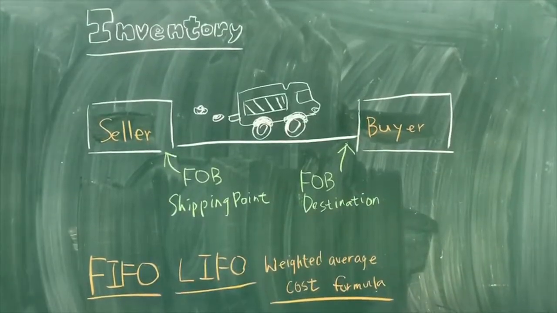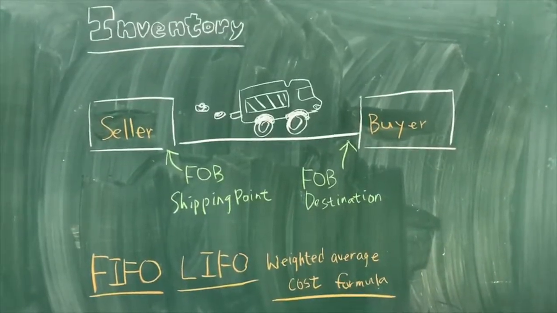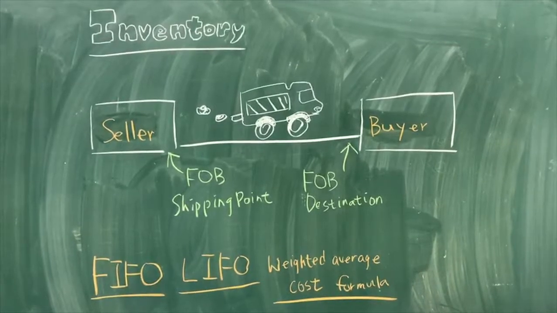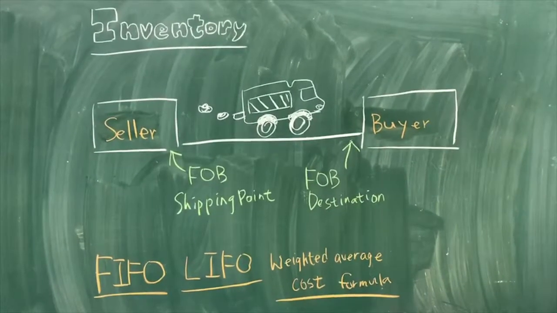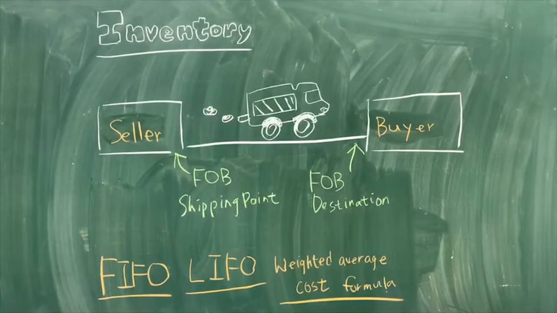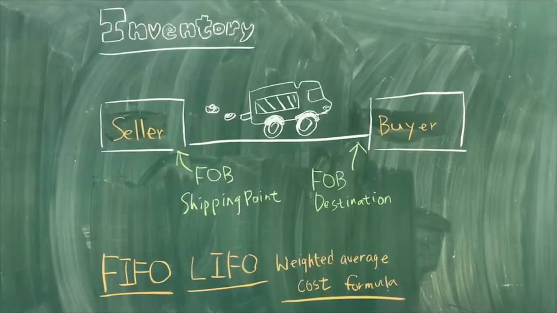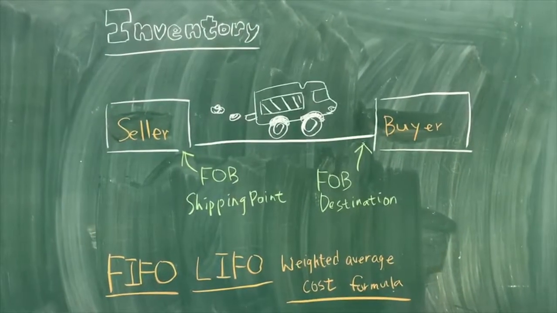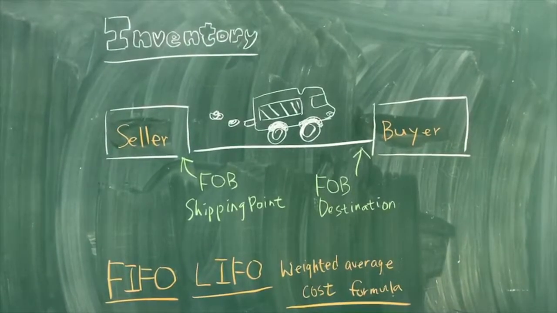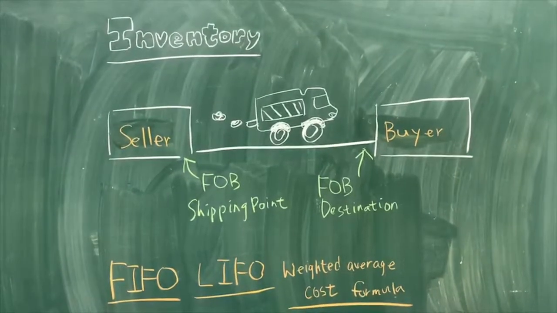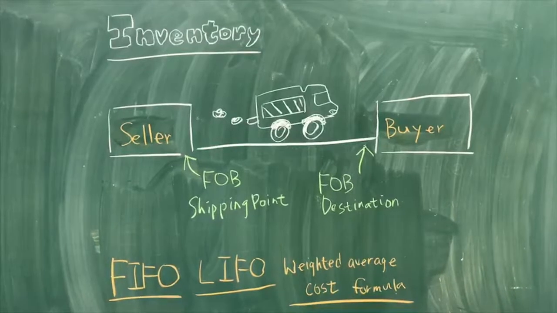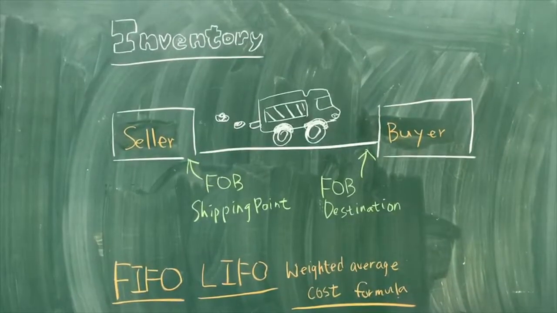In Chapter 7, we are discussing inventory. So pretend that the goods are in transit. If the seller and buyer decided to use the FOB shipping point, it means that the goods belong to the buyer already. But if they decided to use the FOB destination, it means that the goods still belong to the seller.